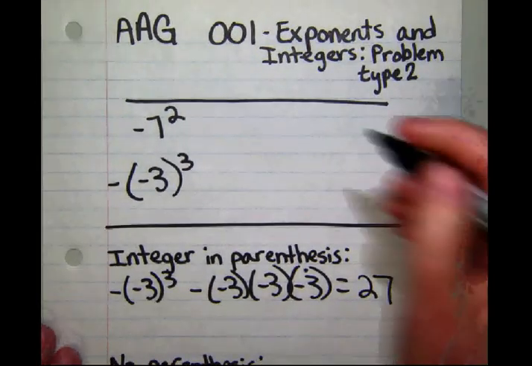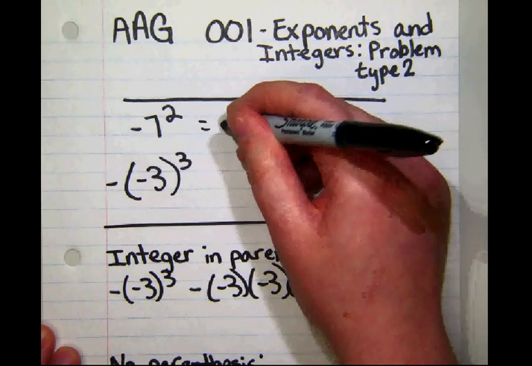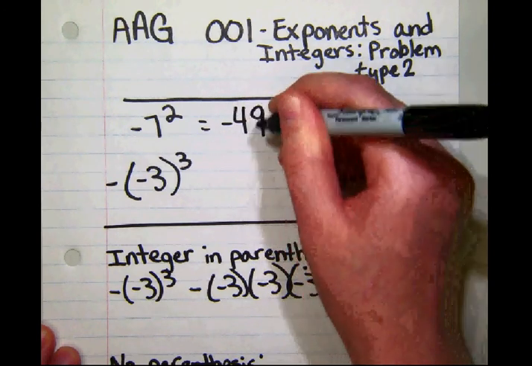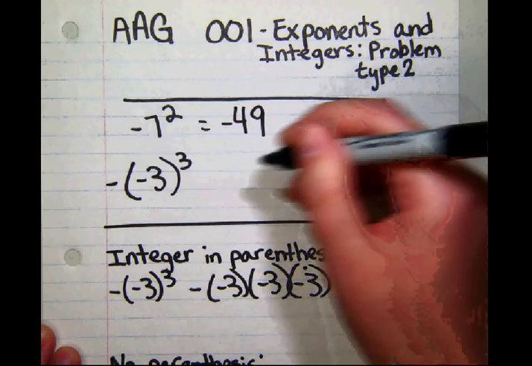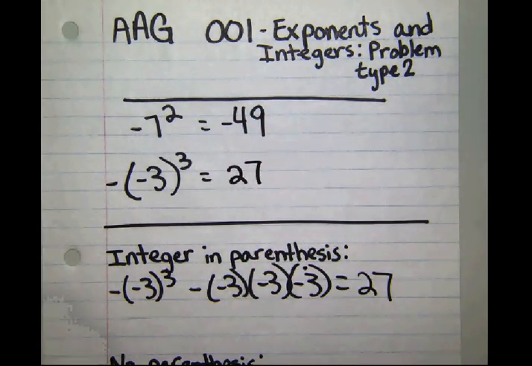So negative 7 squared with no parentheses is negative 49, and the opposite of negative 3 to the third is positive 27. Go back to our ALEX screen.